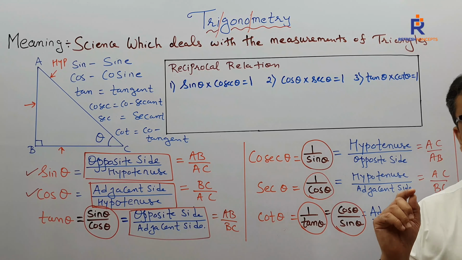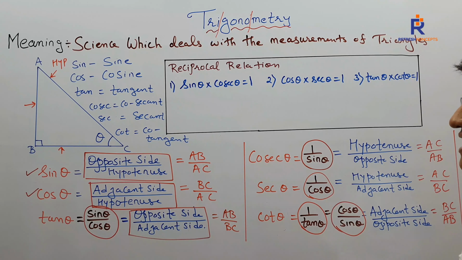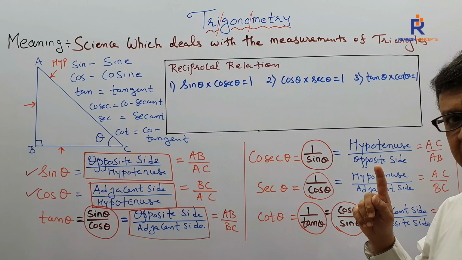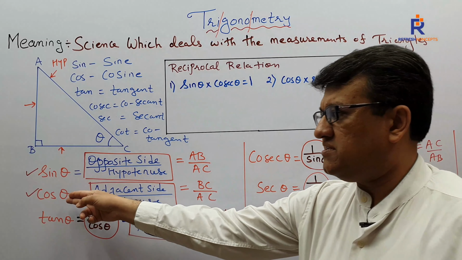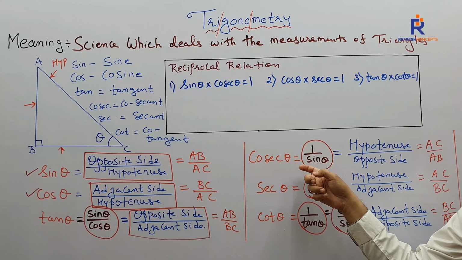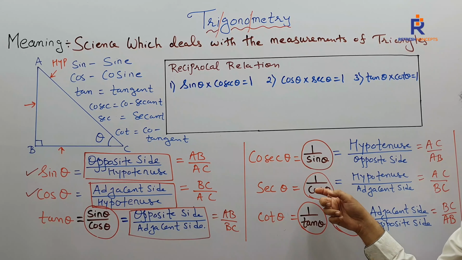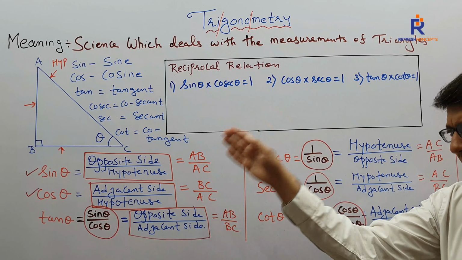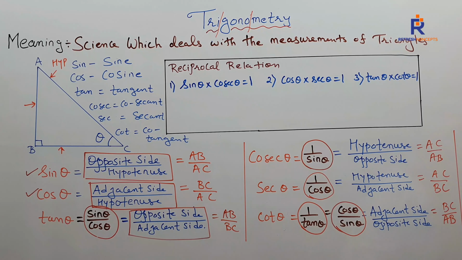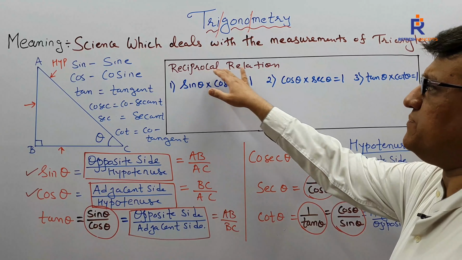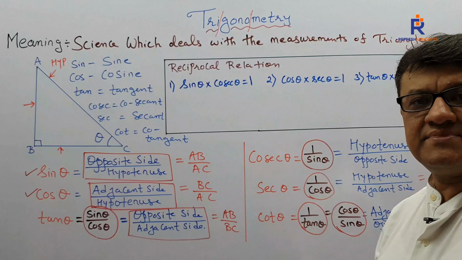Alright children, having learned this, I would like to once again reiterate, my two main functions are sine and cos. Tan theta is a derivative of sine and cos. Cosec is 1 by sine, again a derivative or inverse. Sec is 1 by cos, inverse. Cot is again 1 by tan. So prima facie 2 main, but actually how many in number? 6 in number. Now having learned this, I have given you something over here, reciprocal relation.